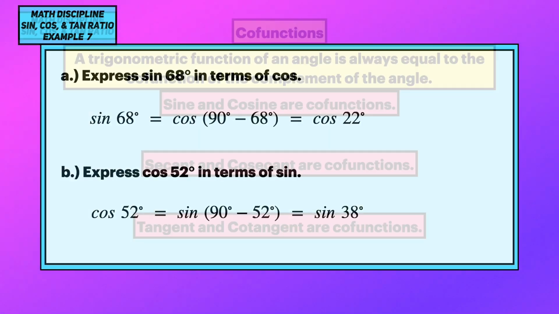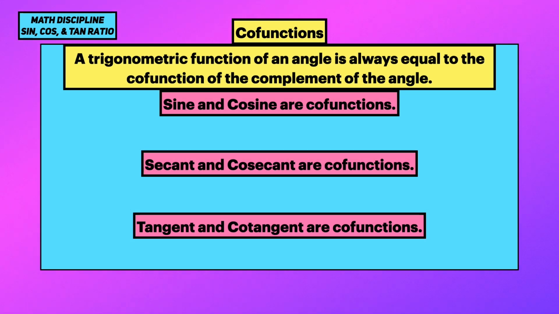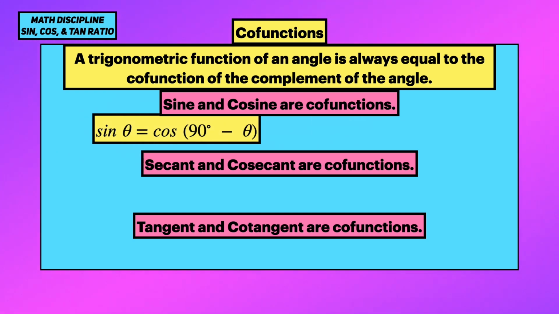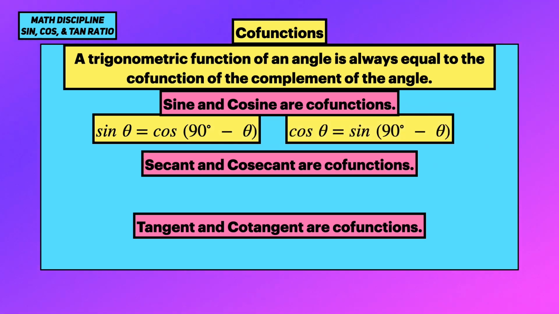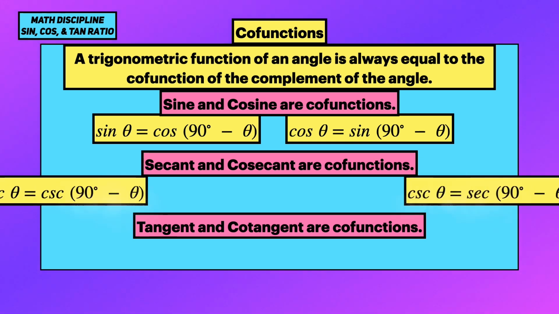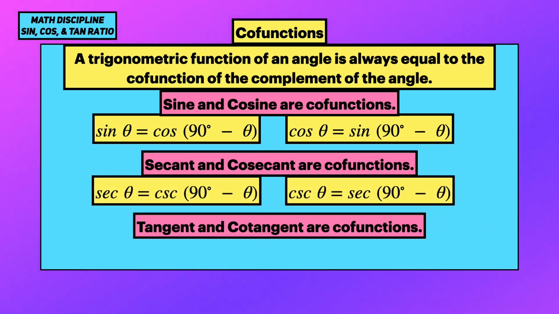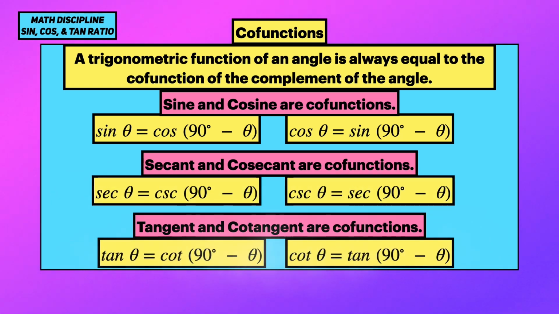And looking once again at our cofunctions, if you're given the sine of an angle and you have to express your answer in terms of cosine, you would write your answer as cosine and subtract the given angle from 90 degrees in order to find the measure of its complementary angle. If we're given the cosine of an angle, it will equal the sine of its complementary angle, which you can find by subtracting 90 minus the given angle. The same would apply to secant and cosecant and to tangent and cotangent.